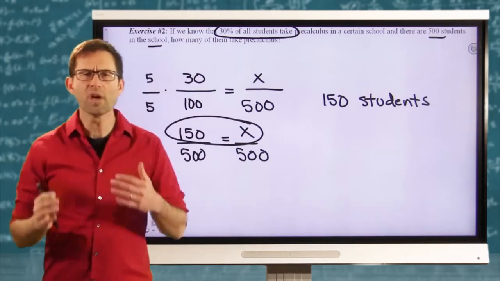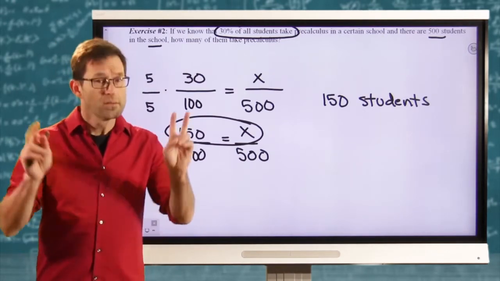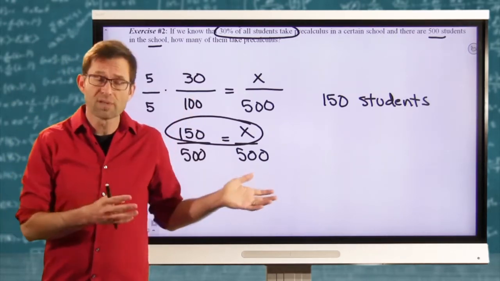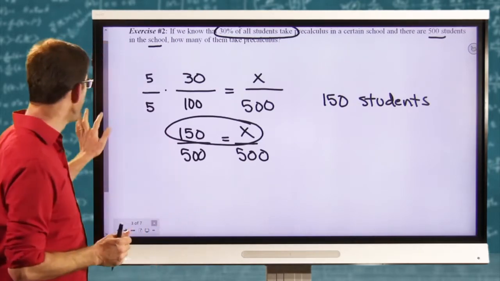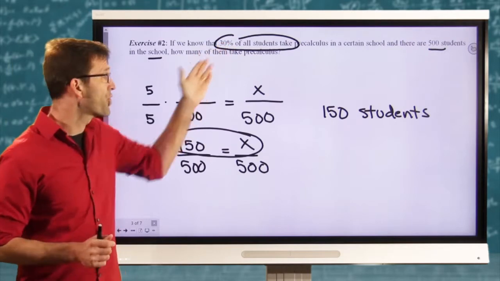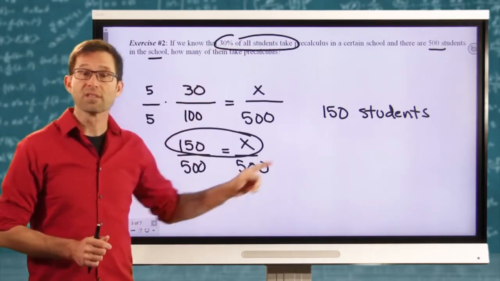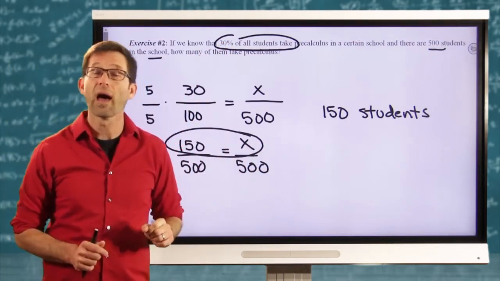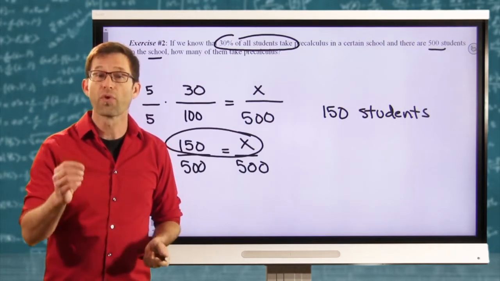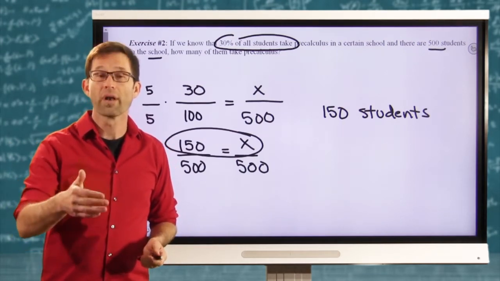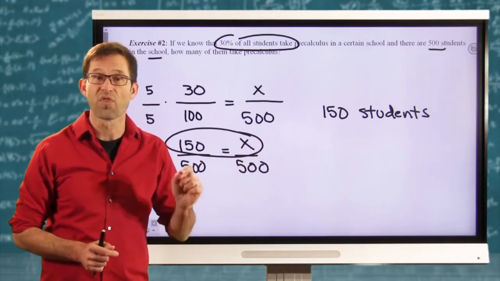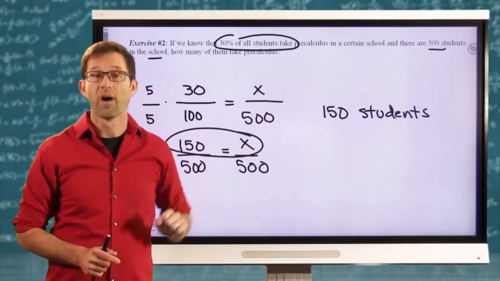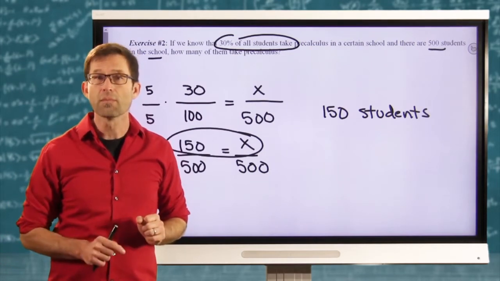And again, this is just simple proportion work. Simple in quotes, right? Because we're still dealing with fractions, and fractions can be very challenging for people. But again, what we're saying is that 30 out of 100 is the same as 150 out of 500. So 150 students is 30% of 500. Let's keep going.